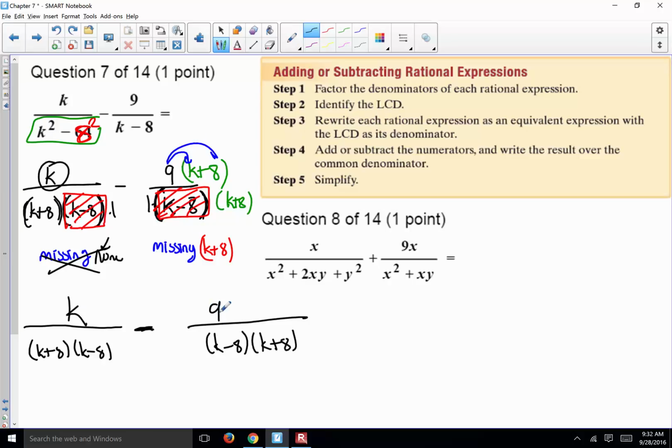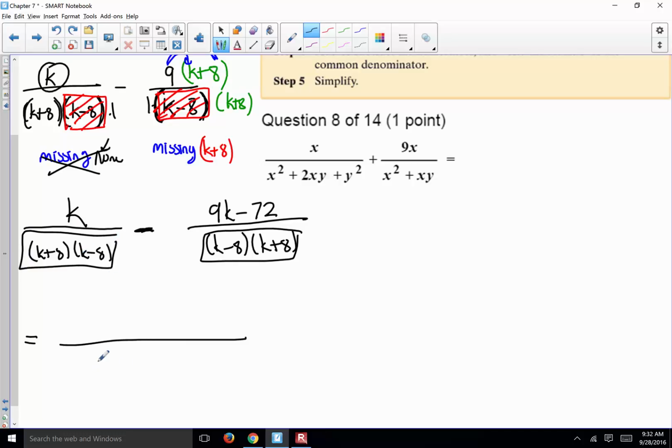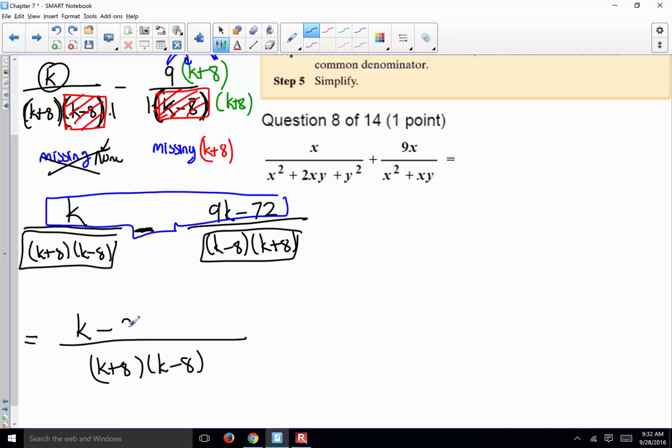Next, there is no change on this top, but there is a change on this one. It's 9k minus 72. Now we are going to combine these two fractions into one because they have a matching pair of factors in the denominator, just k plus 8, k minus 8. All you need to do is bring this top together right here. k minus 9k minus 72. There is a mistake. Let's see who's going to get it.